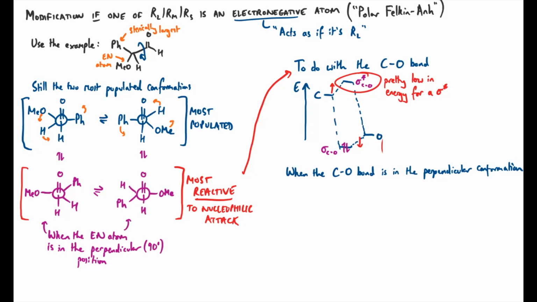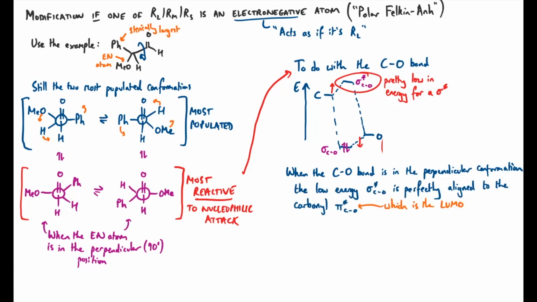Now, an important consequence of this is that when the CO bond is in the perpendicular conformation, the low energy CO sigma star is perfectly aligned to the carbonyl pi star, which is the LUMO for the reaction. I'm just going to draw the molecule in 3D just to emphasize the overlap that I'm talking about. So I'm just going to put the carbonyl on its side like this, put the hydrogen out to the back of the aldehyde, and put the alpha stereocentre coming forwards. If I put the OMe in the perpendicular position like this, that will leave me two other positions. I can see that the LUMO, the pi star, is now well lined up with the sigma star, which looks like this.